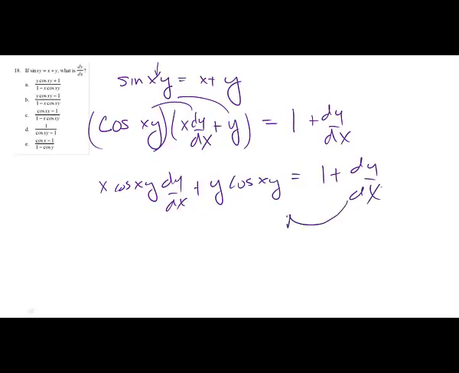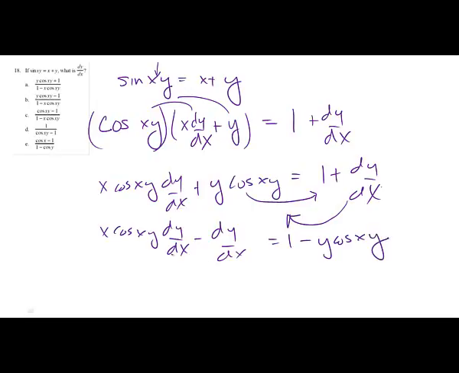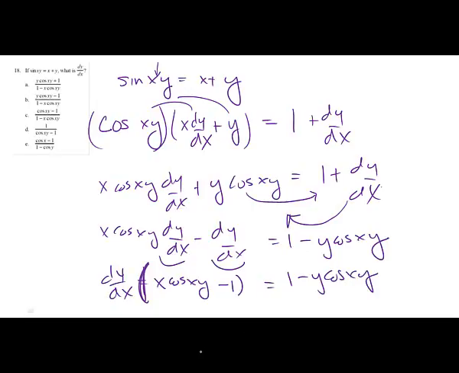All right, I'm going to move the dy/dx to the other side by doing what? Subtracting it. And I'm going to move this y cosine xy over by subtracting as well. All right, I'm going to take out a dy/dx. Parentheses: x cosine xy minus 1 equals 1 minus y cosine xy. And then what am I going to do to get this to the other side?